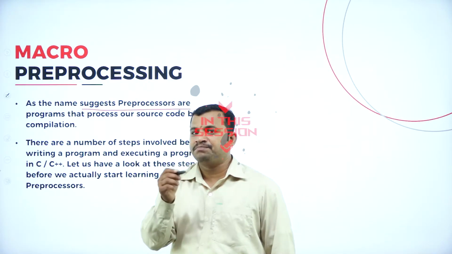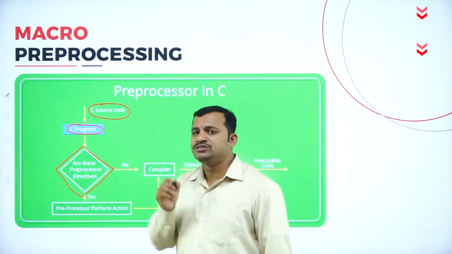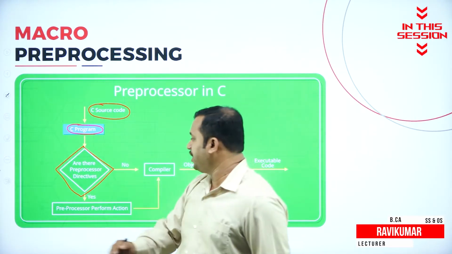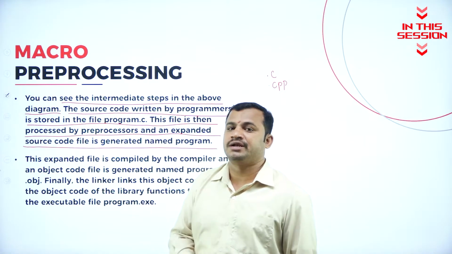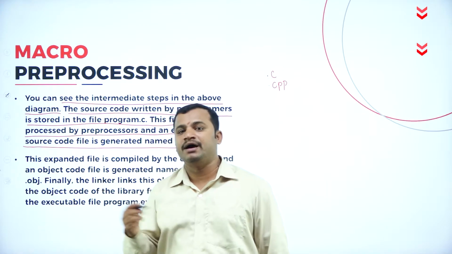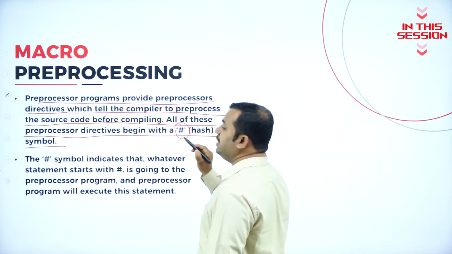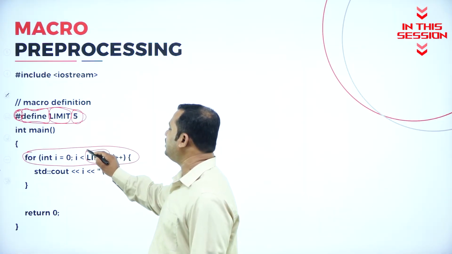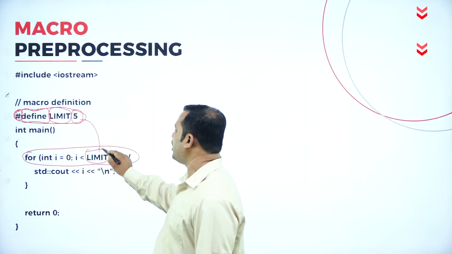Preprocessing is different, preprocessors are different. Once it recognizes, it can schedule the task of preprocessing to the preprocessor. The expanded file is generated. The expanded file is given as input to the compiler. This hash symbol indicates that there is a preprocessor. In the place of limit, it replaces the limit by 5.